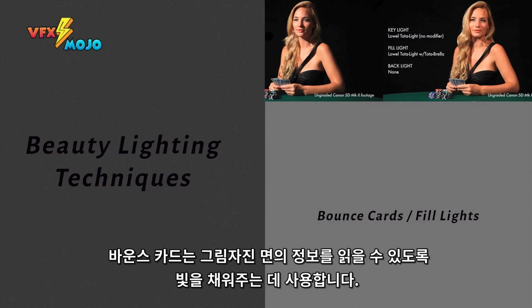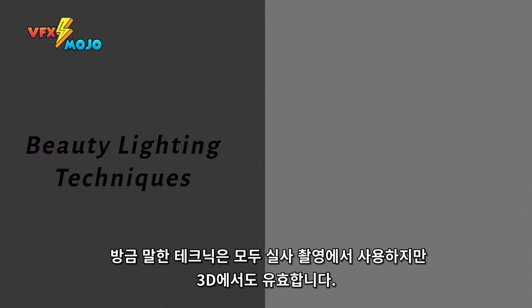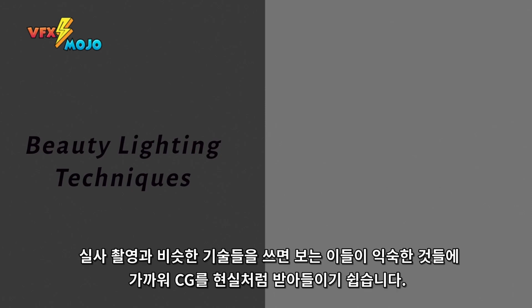Bounce cards are used for filling in characters to just give them enough information on the shadow side to make them readable. On the opposite side, gobos, shadow casters, cucoloris are tools to break up lights and create interesting patterns and modulate lights, often making the lights feel more realistic. All of the mentioned techniques are used on set, but valid for you to use in 3D as well. In fact, using similar techniques means you stay close to what the viewer is used to seeing, and in return the viewer will be more willing to accept the CG as part of reality.